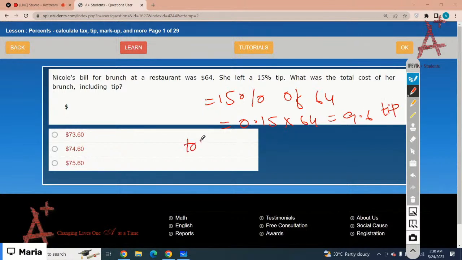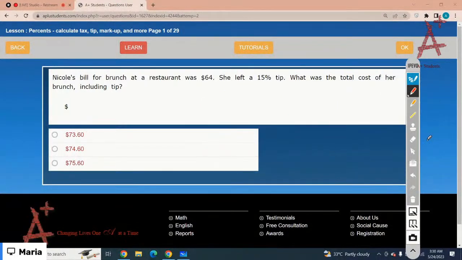So the total cost he has to pay is 64 plus the tip, 9.6, so it would be 73.60. So that means the amount he has to pay is 73.60. Option number one is the correct option.